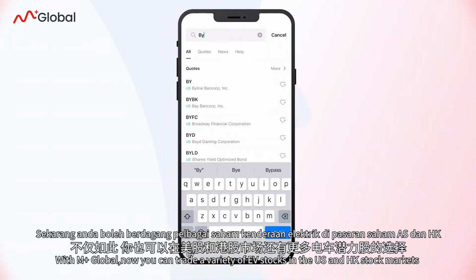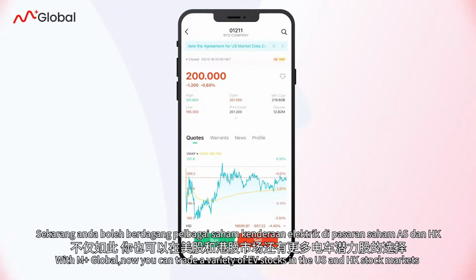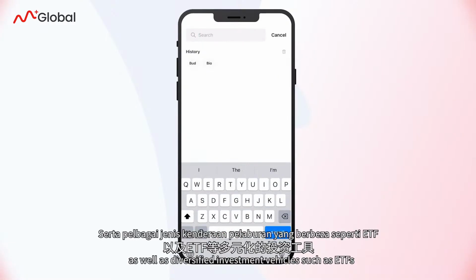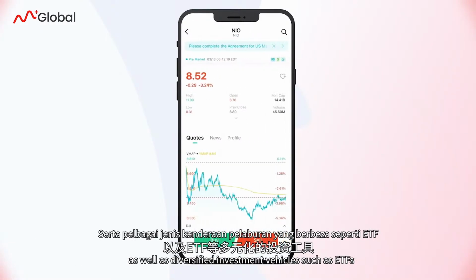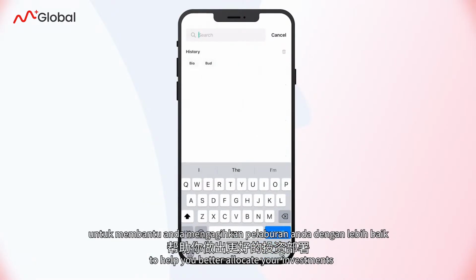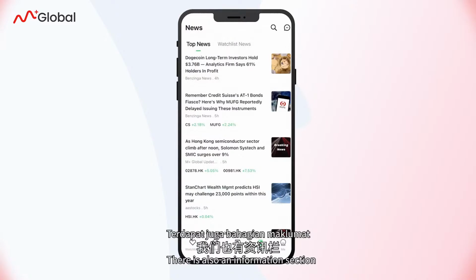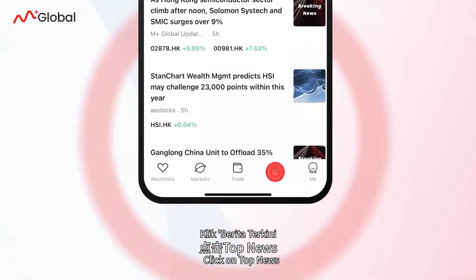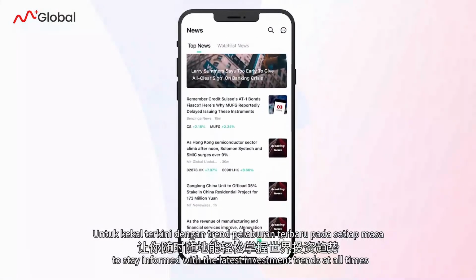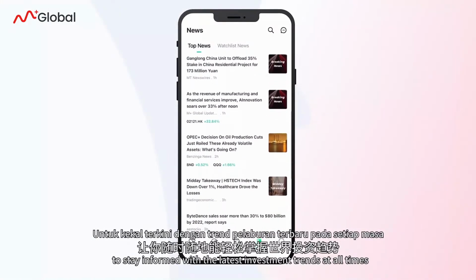With M Plus Global, you can trade a variety of EV stocks in the US and Hong Kong stock markets, as well as diversified investment vehicles such as ETFs to help you better allocate your investments. There is also an information section. Click on Top News to stay informed with the latest investment trends at all times.